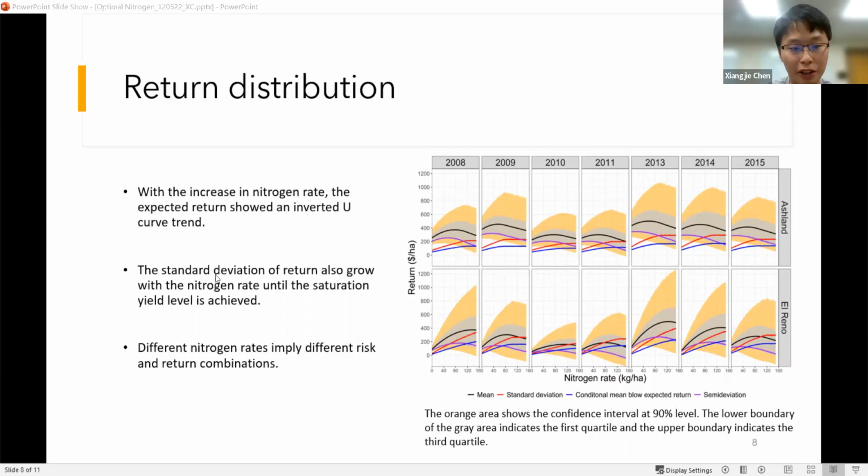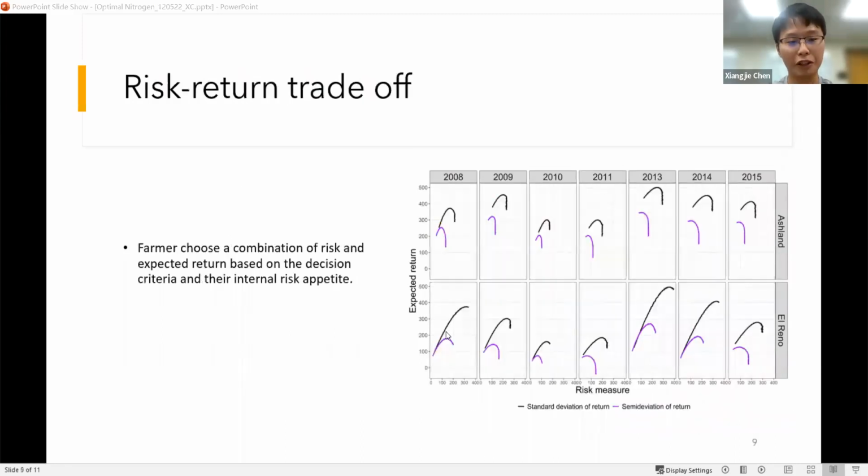And also a similar pattern for the standard deviation. What the farmer actually chooses is a combination of the risk and the return. Like in the utility function, they will choose a point, a nitrogen rate, that would bring a certain return and also a certain risk measured by standard deviation. Here is a figure that shows the risk-return trade-off.